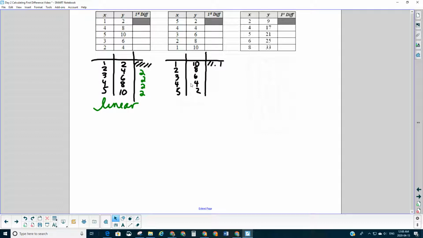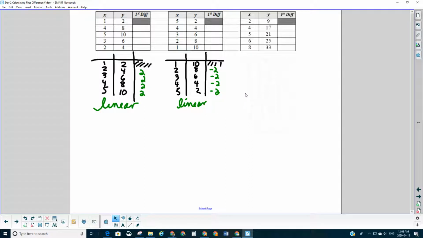Now we have a better idea of what the first differences are doing. This relationship is actually going down. You see how the 10 goes to 8 and then goes down to 6, down to 4, down to 2. So these are going down by 2s, down 2, down 2. So the first differences are all going down 2. Are the first differences all the same? Yes, they are. So what does that mean? This is a linear relationship. Again, we need to put it in order to calculate the first difference.